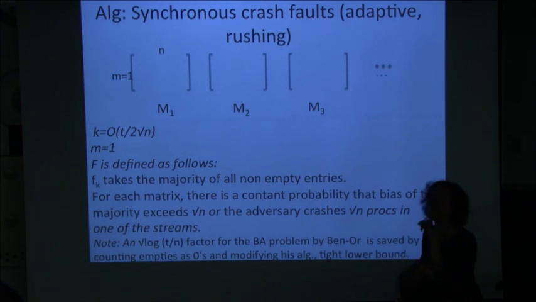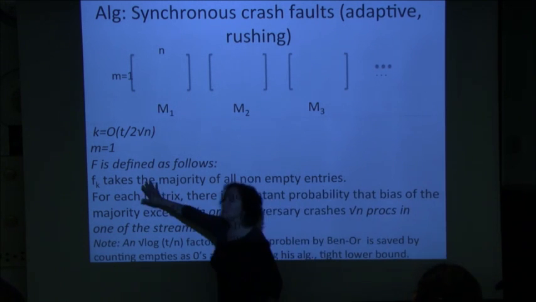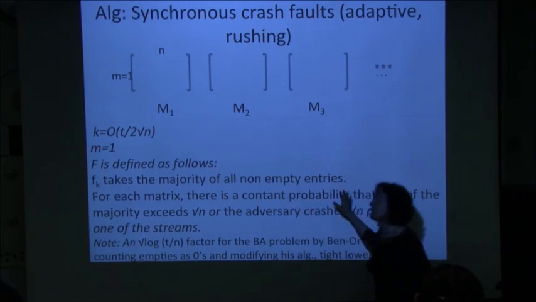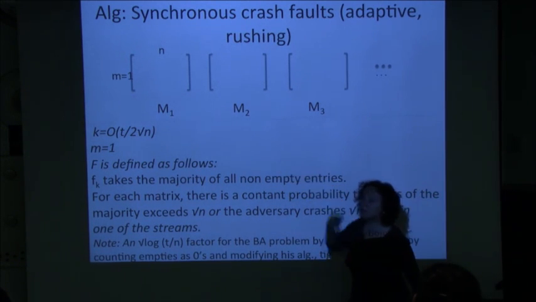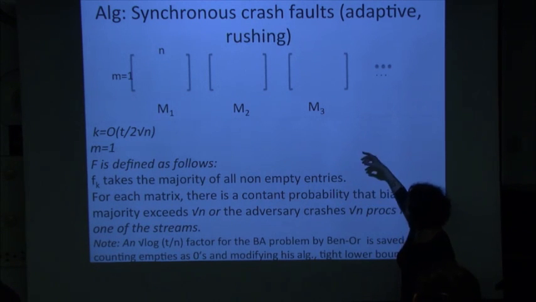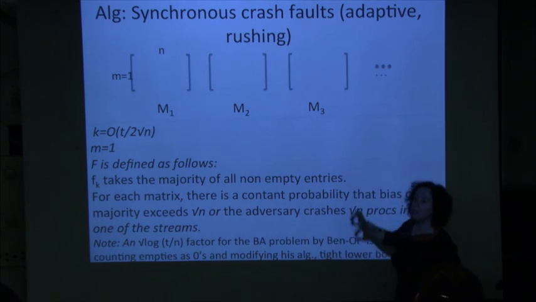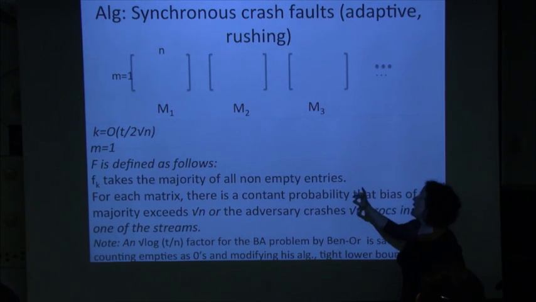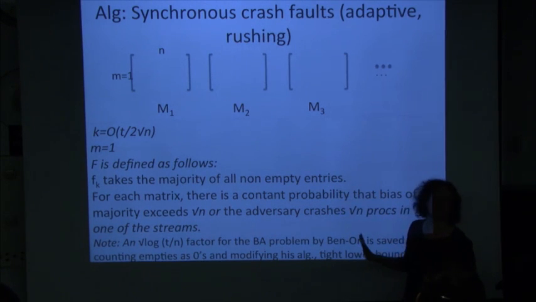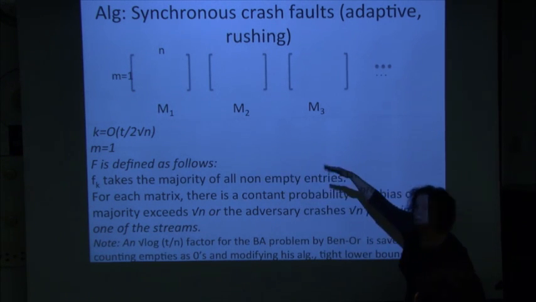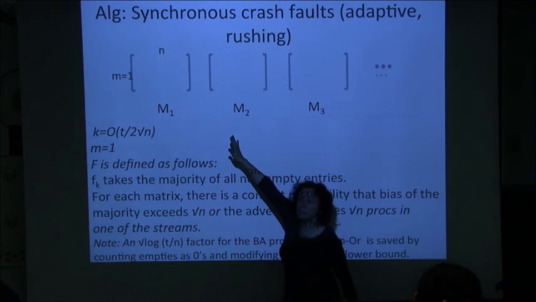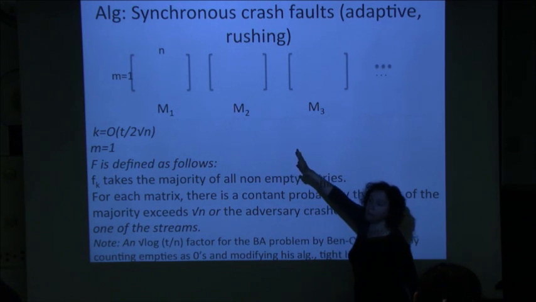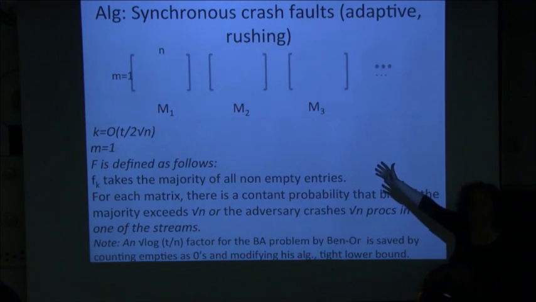Yeah. So all I need to do, which I didn't say, is define what f is. So f takes the majority of all the non-empty entries. So f1 takes the majority in the first array. f2 takes the majority, I should have said, of the second array, and so on. And f3 takes the majority of the third array. And that's the algorithm. The array is just one row, right? And so either the adversary is killing off square root n guys, or it's not. If it's not, then there's a constant probability that you'll have a coin flip.